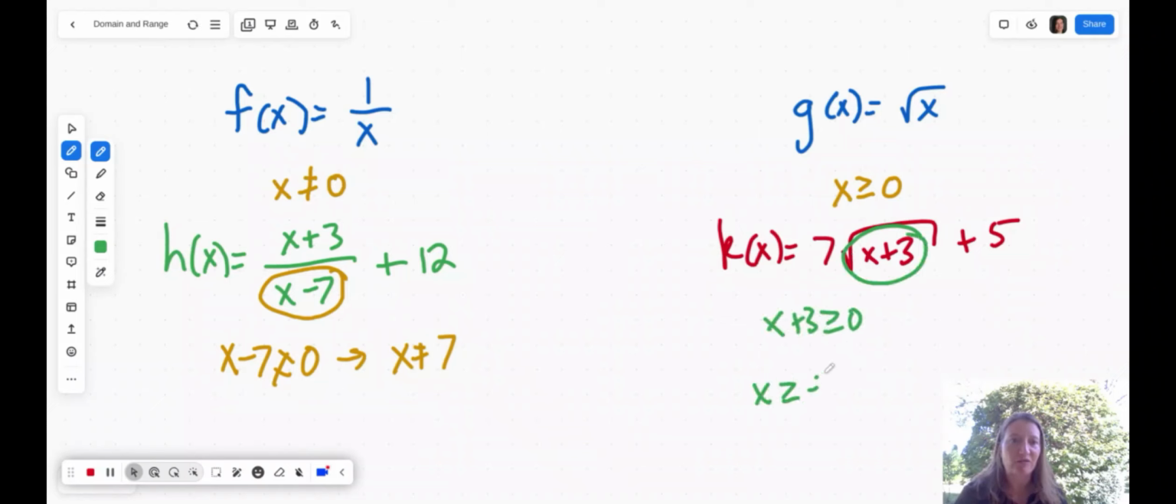So in this case, I'm going to say x is greater than or equal to negative 3. Square roots, 1 over x, those are the only functions we care about when it comes to limiting the domain of functions, and we're talking about algebraic functions.